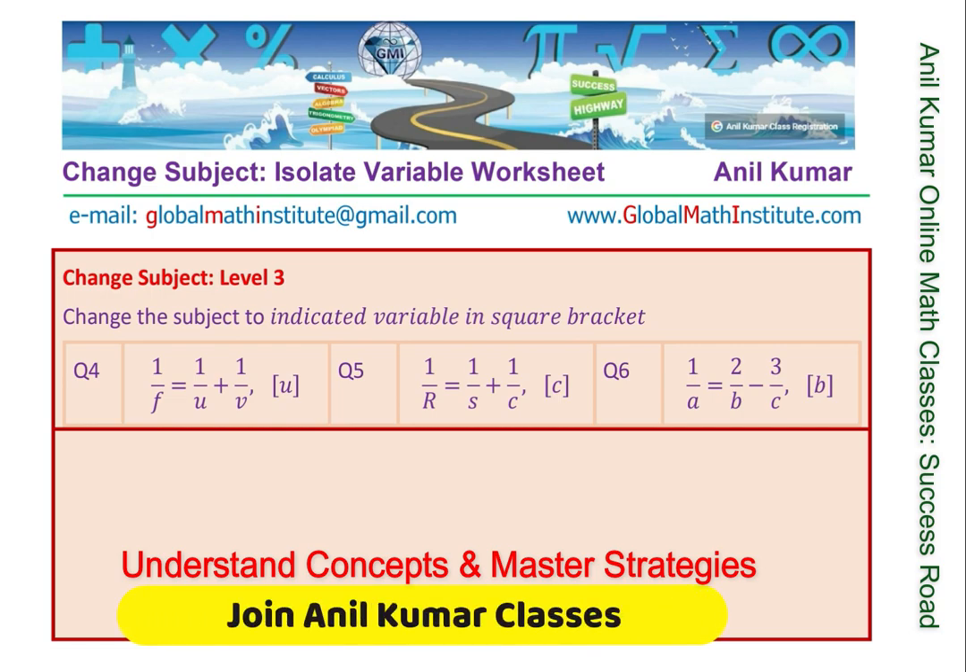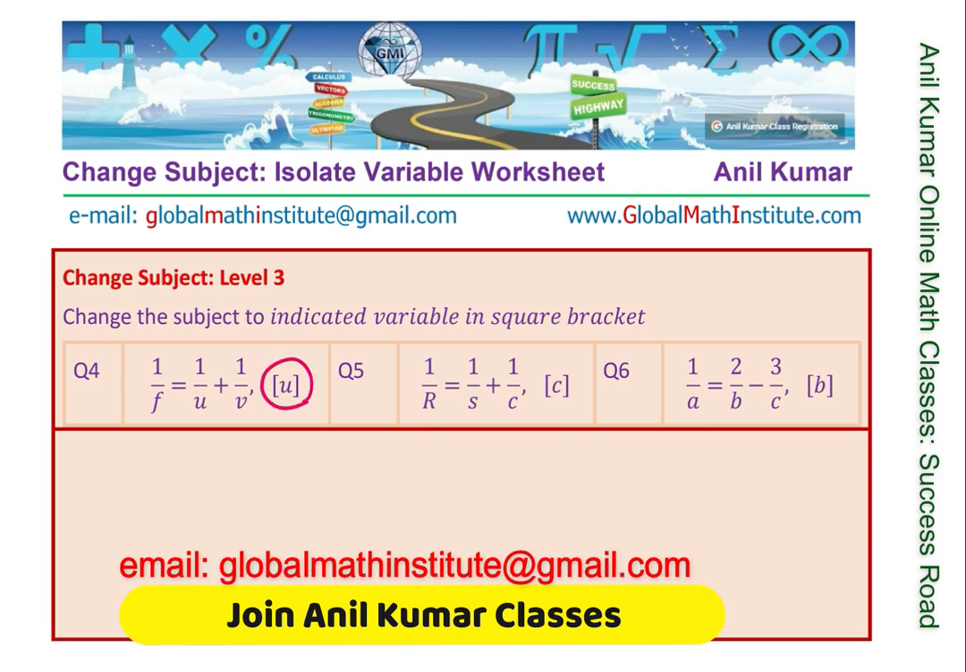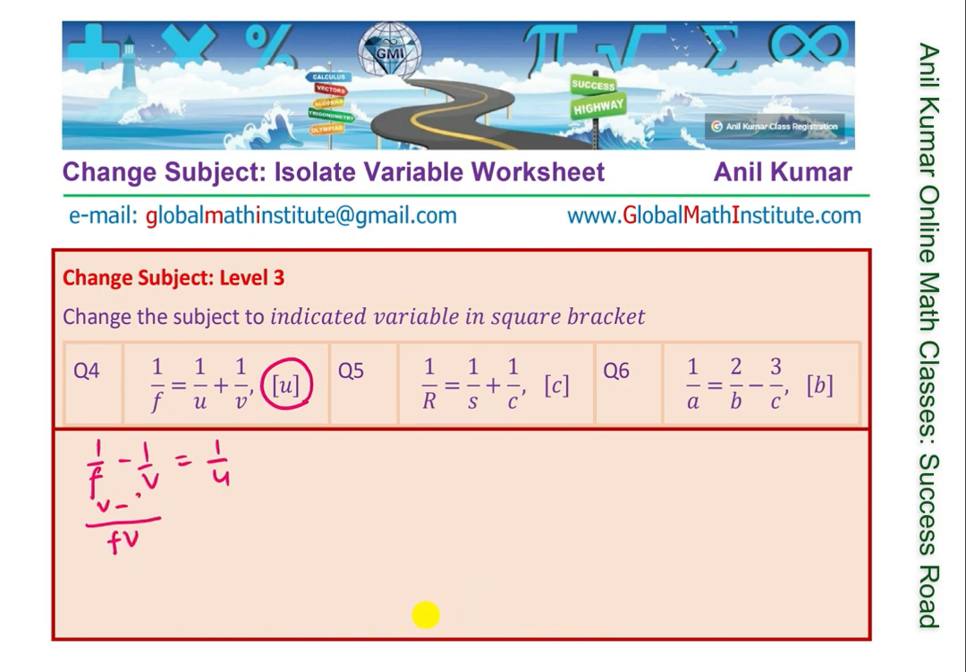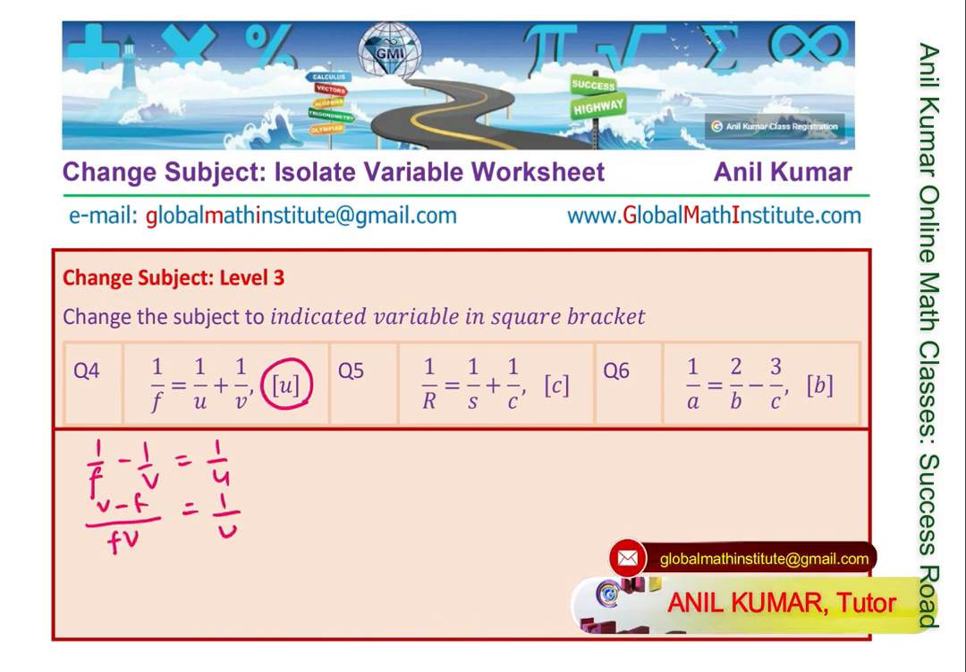Let's continue. Can you now do these 3 similar ones? You need to isolate U for question number 4, which is in the denominator on the right hand side. Bring all the other terms to the left hand side. 1 over f minus 1 over v equals 1 over u. Take common denominator, simplify, and then flip it, putting u on the left hand side. Simple as that. Makes sense.